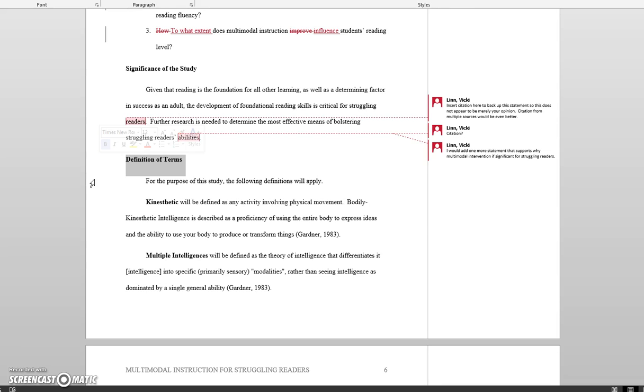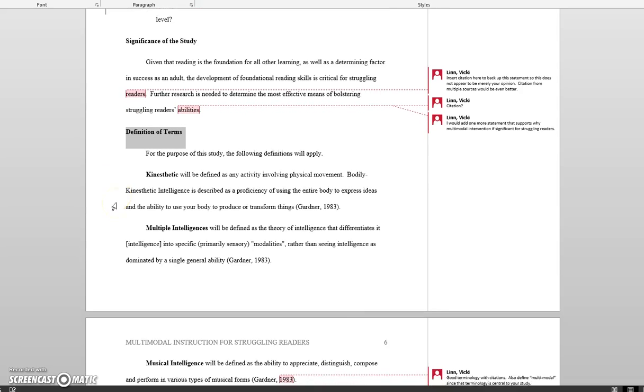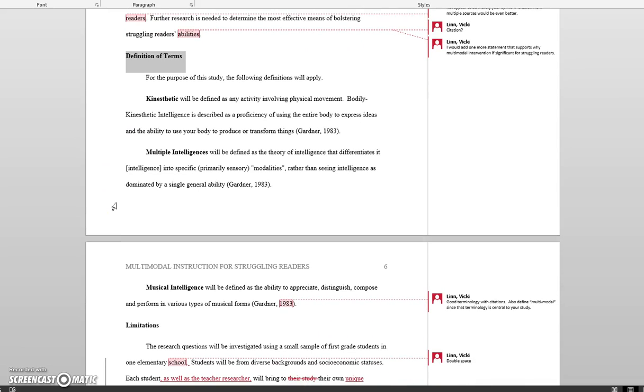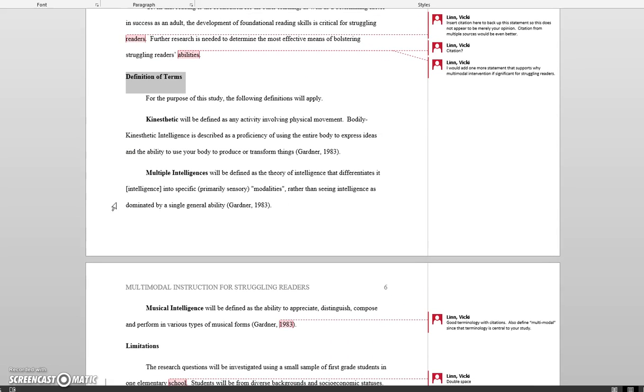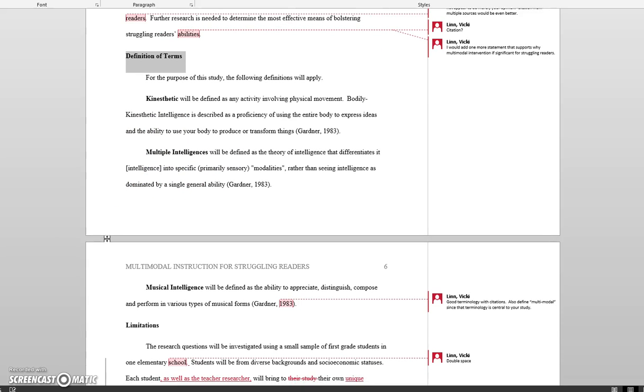You may have some obvious ones. This student had kinesthetic, multiple intelligences. Those were obvious terms for them. You may add to this as you go. And then as you have someone proofread this, they may say, what's this word mean, or that sort of thing. That'd be a good indication that it needs to go into the definition of terms.